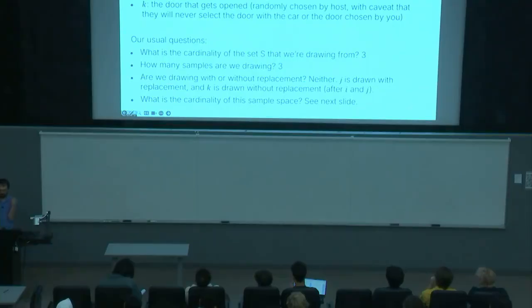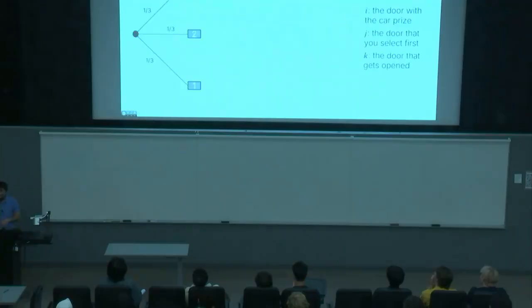Why? Why is J with replacement relative to I? Yeah? You could choose the right answer, but K is drawn without replacement. It will not draw either I or J. So it's an interesting drawing problem. You can draw the same thing, but the host is never going to draw either I or J. And then what's the cardinality? Let's look at that on the next slide.